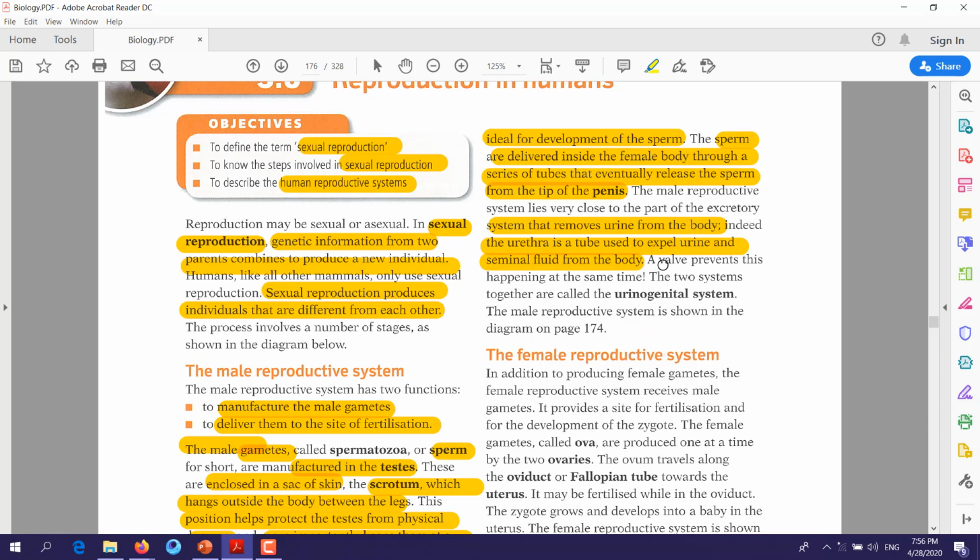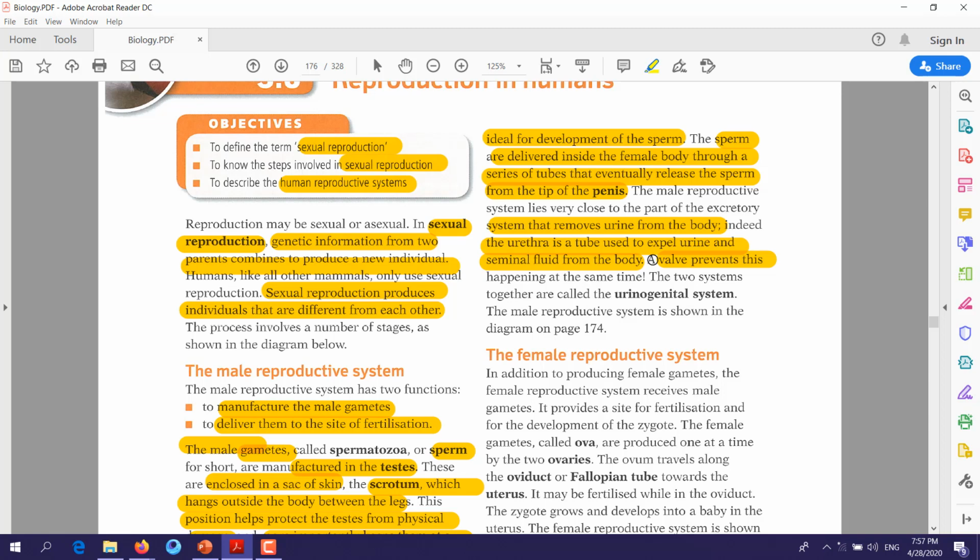There is a valve. This valve prevents them from happening at the same time. This valve will prevent releasing seminal fluid and urine at the same time. It will be either urine or the seminal fluid.